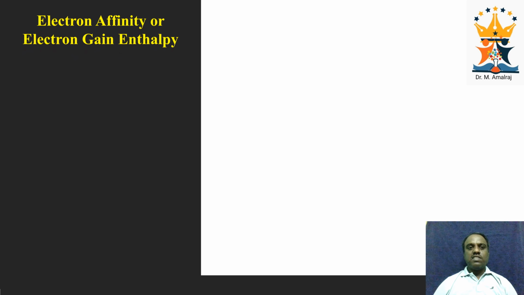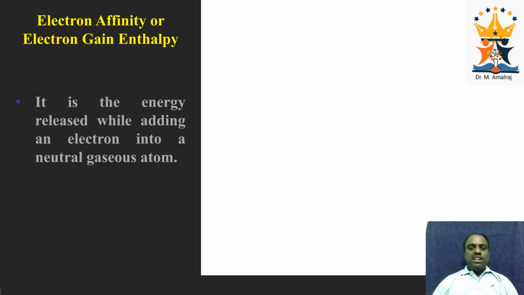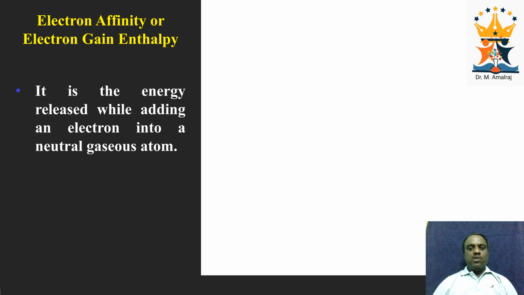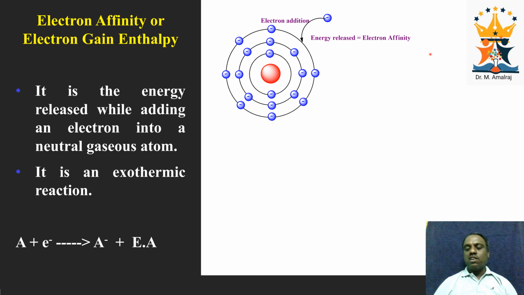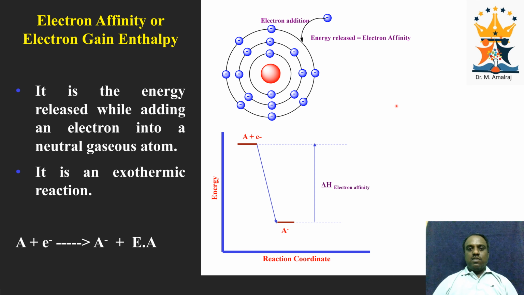Now let us discuss the formation of anions. The energy involved in the process is known as electron affinity or electron gain enthalpy. It is defined as the energy released while adding an electron to a neutral gaseous atom. Since energy is released, the process must be exothermic. While adding an electron to the neutral gaseous atom, energy is released, and the released energy is known as electron affinity. Looking at the energetics, we can clearly say that delta H is exothermic in nature.